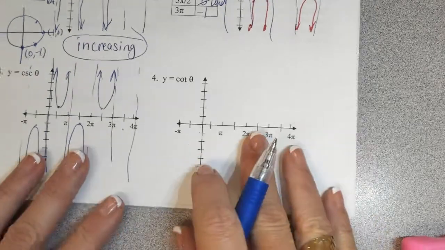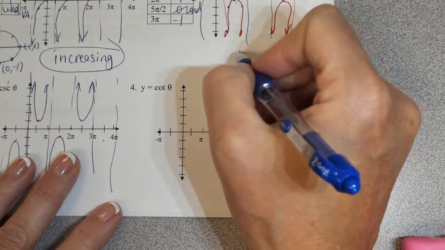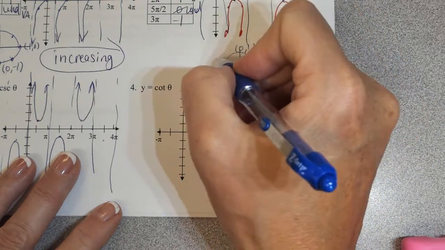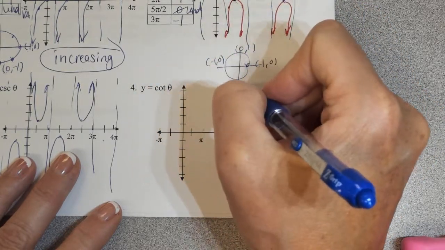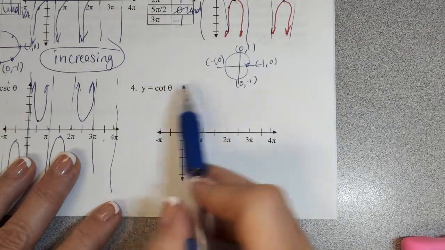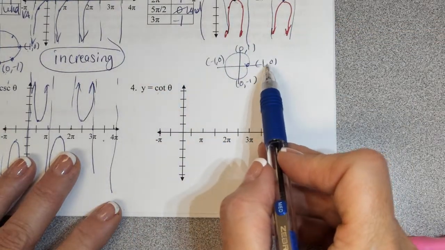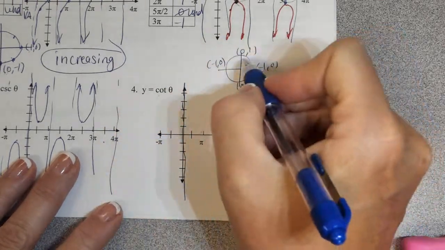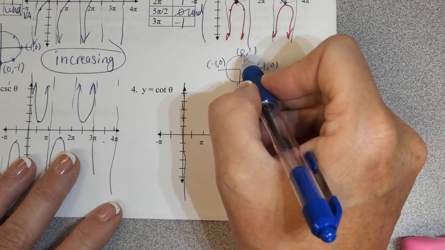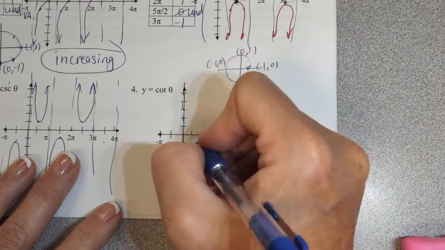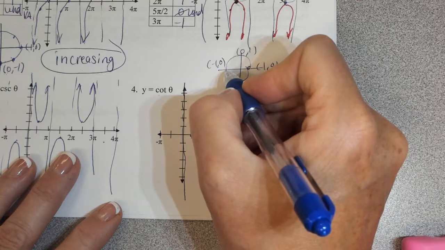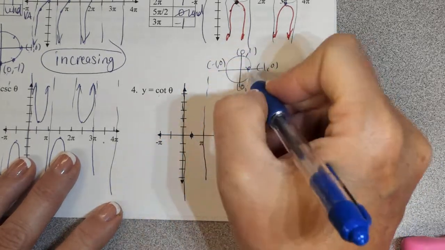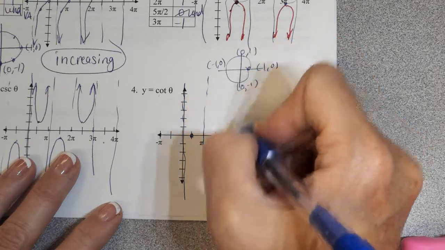For cotangent, again, I can think of that unit circle. This point right here was 1, 0, 0, 1, negative 1, 0, 0, negative 1. To graph cotangent, it's going to be x over y. So 1 over 0 is undefined. Right here at pi over 2, cotangent, x over y, that answer is 0. At pi, my answer would be undefined again. 3 pi over 2, x over y would be 0.